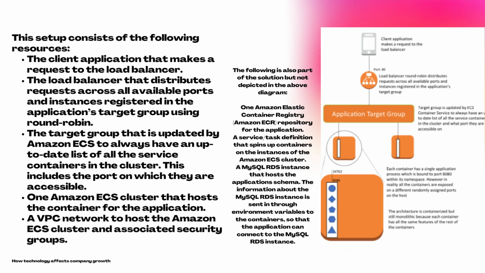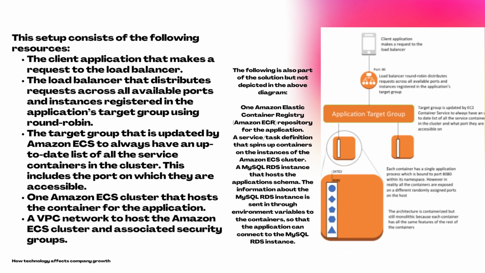First, the client application makes a request to the load balancer. The load balancer then distributes the request across all available ports and instances registered in the application's target group using the round robin fashion, whoever is available or healthy. The target group is updated by Amazon ECS, so it always has an up to date list of all the service containers in the cluster. This includes the port on which they are accessible.